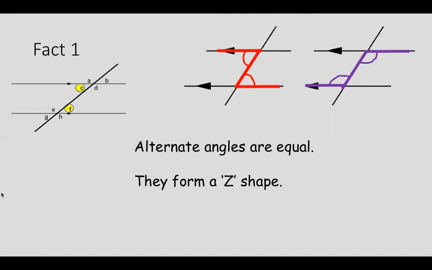Please copy all 3, and then I want you to write down here that C equals F and D equals E. And then write: alternate angles are equal, they form a Z shape.